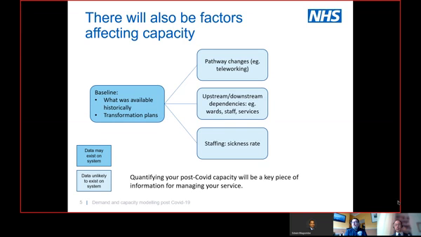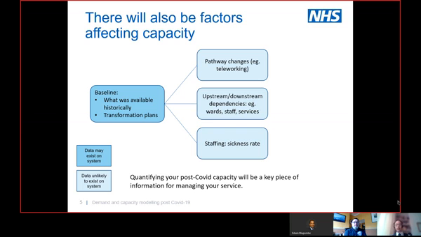But looking forward from there might be other things that you need to bear in mind. So things like pathway changes. So if you are reworking your pathways, if you are changing your mode of contact, so if you're increasing the amount of teleworking, for example, or video conferencing to get in contact with your patients, that might change just how the pathways work and also the rate at which you can actually see patients.